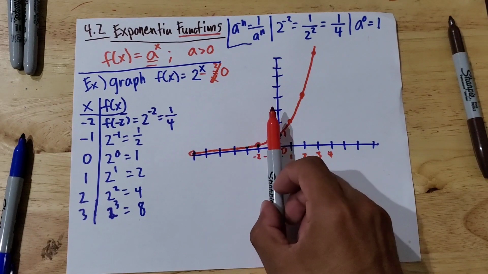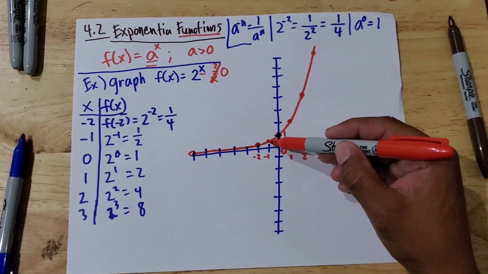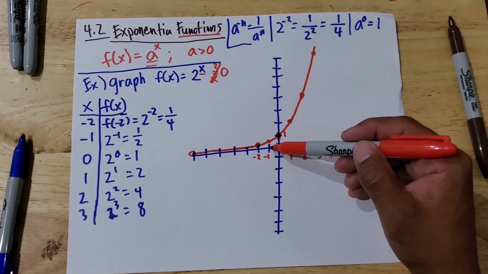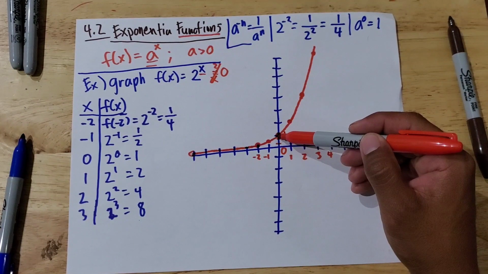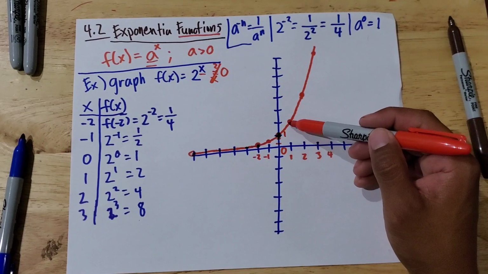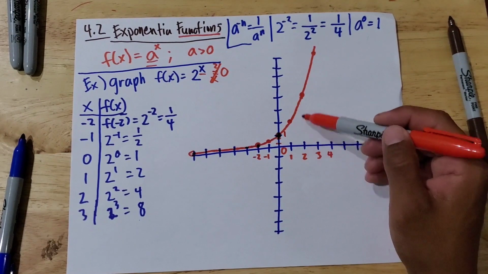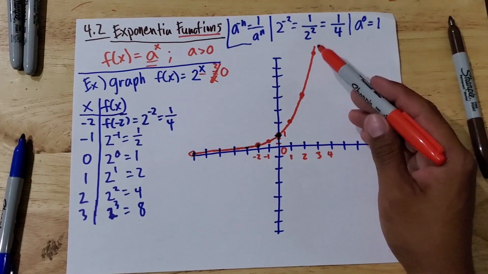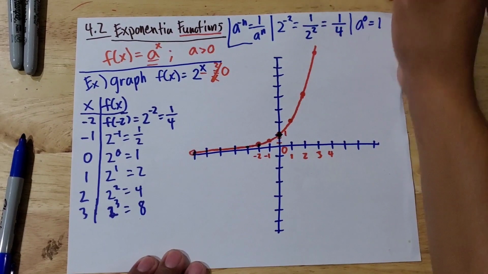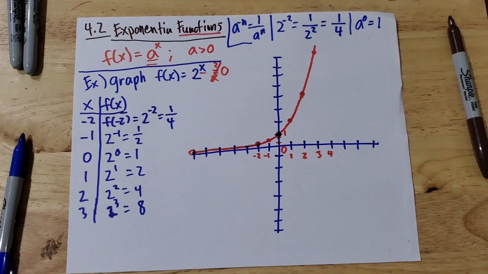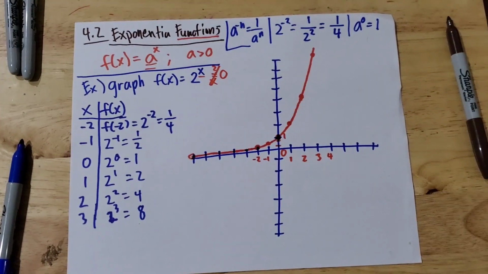Because from -2 to -1, it just went up a quarter. But from -1 to 0, it went up a half. But then from 0 to 1, it went up 1. But then from 1 to 2, it went up 2. From 2 to 3, it went up 4. So it started growing much quicker. And you can only imagine what's happening at 10 or 1,000. Shoots up really, really high.